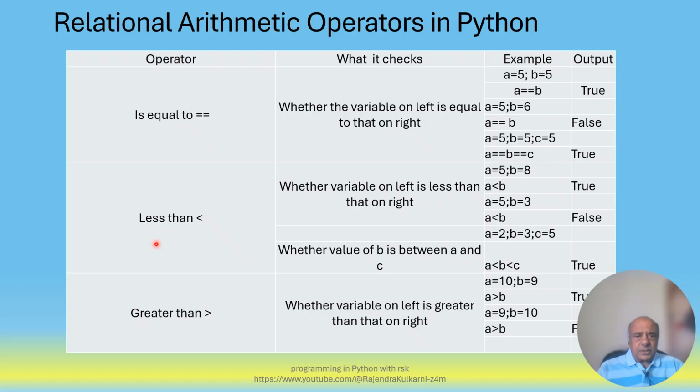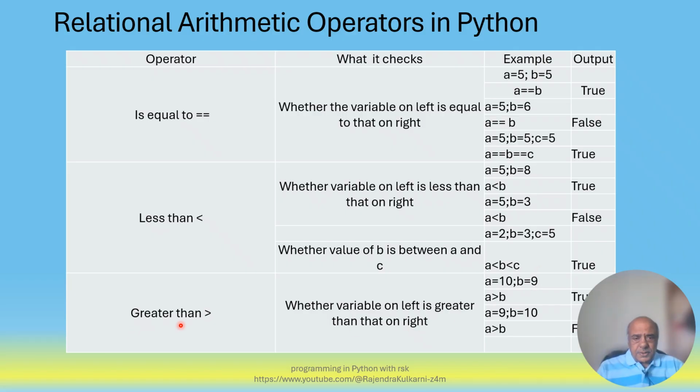Then this is the operator less than, which indicates that the left side value is less than the value on the right hand side. A few more examples: a is 5, b is 8, so a less than b is true. When a is 5, b is 3, a less than b is false because a is greater than 3. When a, b and c are assigned 2, 3, 5, then a less than b less than c is true.